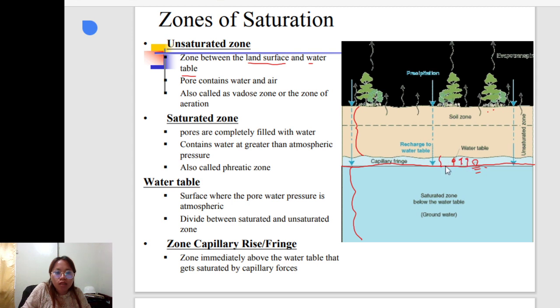So that distance or portion, this is the capillary rise or fringe. So you can see this is the capillary rise. It is in the unsaturated zone, but it is saturated because of the capillary rise from the water table, because of the capillary forces.